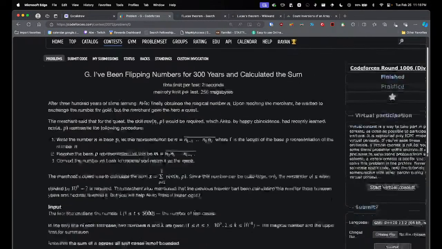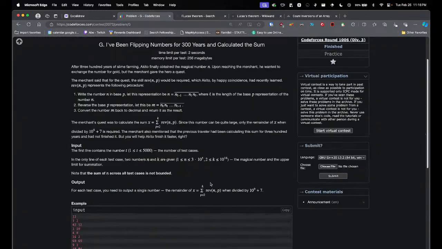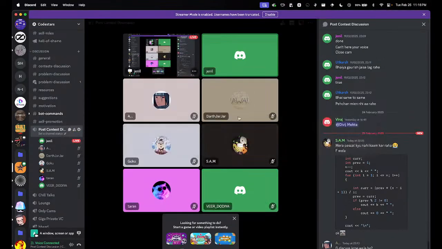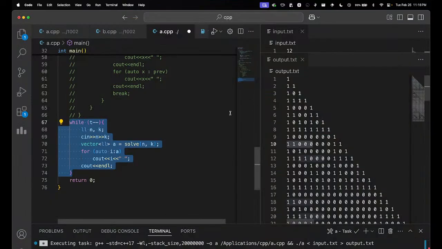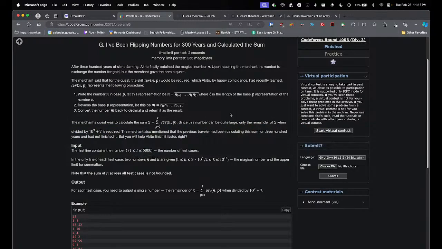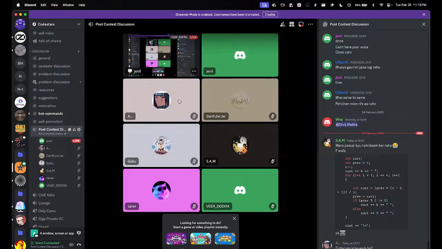G I couldn't solve, but I had some observations. I think it should run in n root n, but one part of the equation I couldn't solve, so I just left it. Any other doubts?